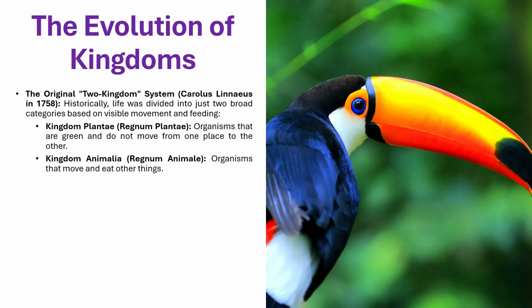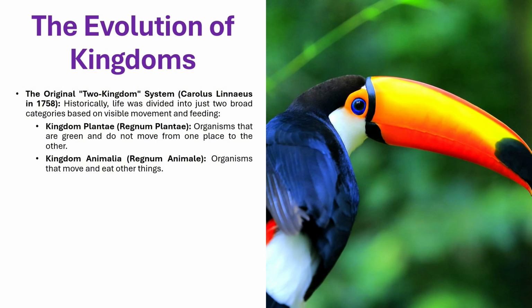Historically, we used a two kingdom system. The first one is kingdom Plantae, and the second one is kingdom Animalia. Kingdom Plantae is also named Regnum Plantae, and kingdom Animalia, Regnum Animale. That system was proposed by Carl Linnaeus in 1758.